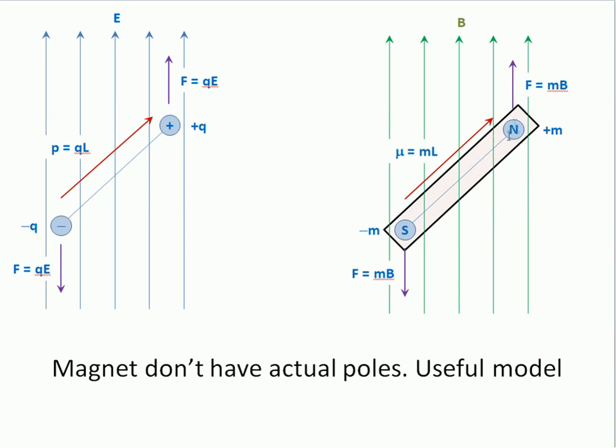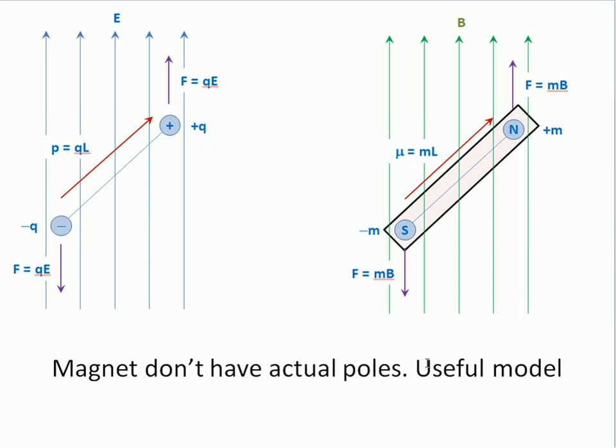So we've got a North Pole, and we say its strength is M, and a South Pole with strength negative M. And by analogy with electric fields, the forces are the, quotes, magnetic charge times the magnetic field, just like F equals QE, F equals MB.